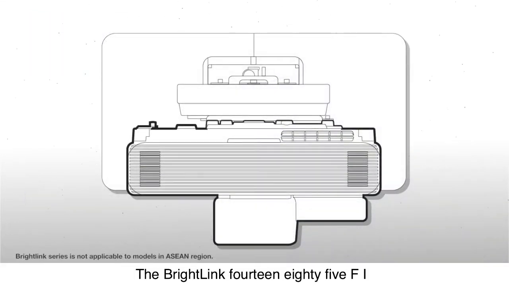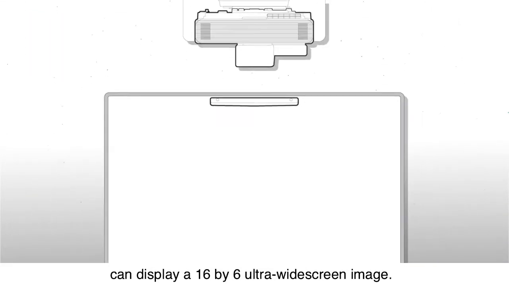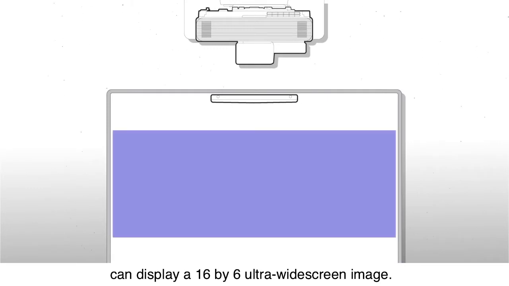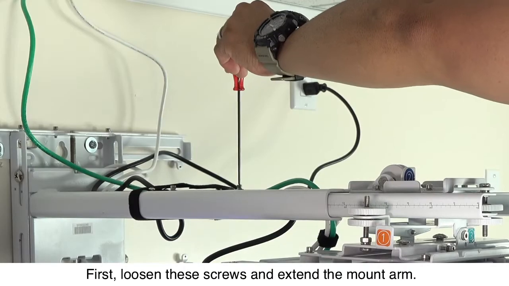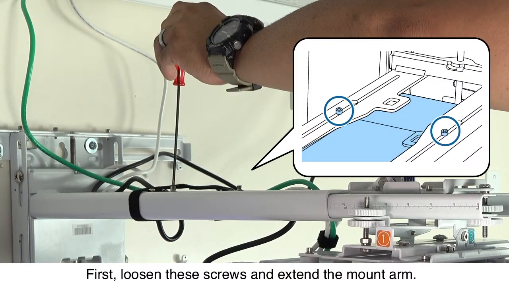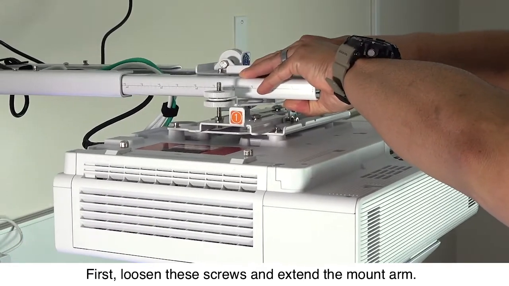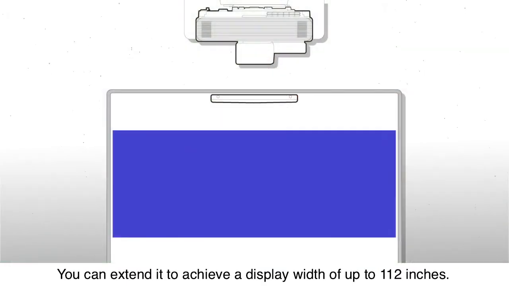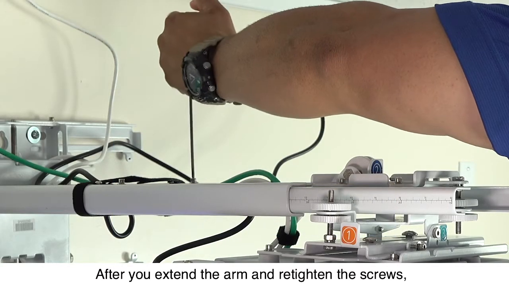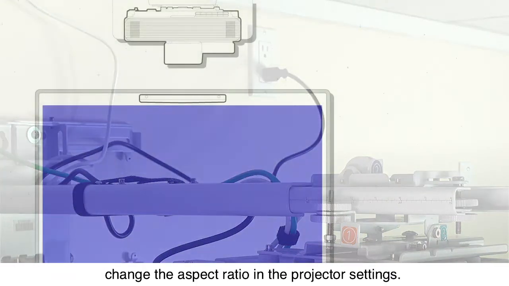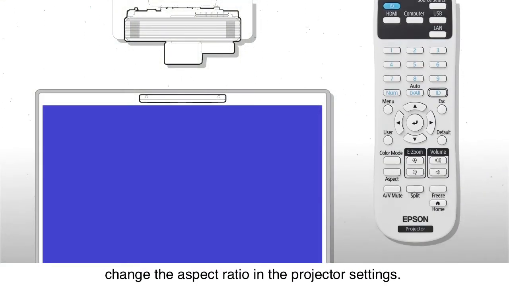The Brightlink 1485Fi can display a 16:6 ultra-widescreen image. You need to configure the projector before using this option. First, loosen these screws and extend the mount arm. You can extend it to achieve a display width of up to 112 inches. After you extend the arm and retighten the screws, change the aspect ratio in the projector settings.